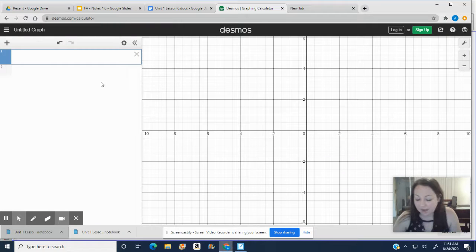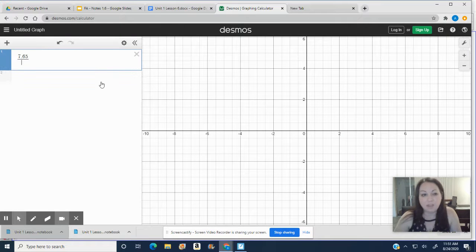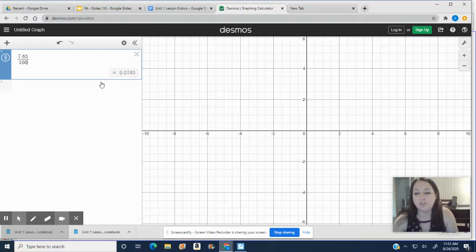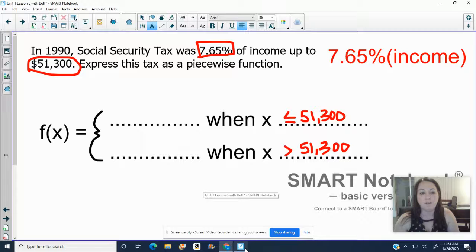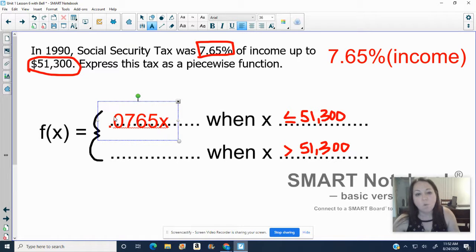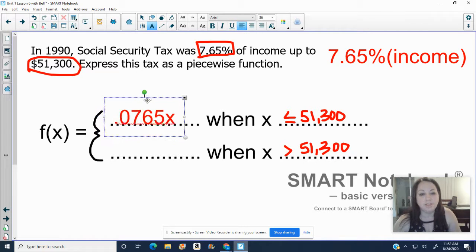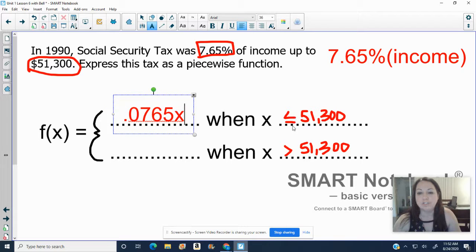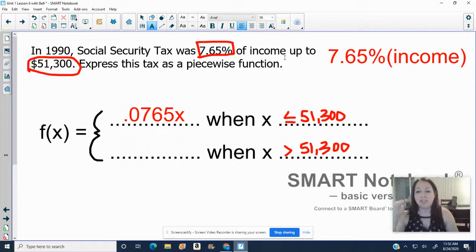And before I do that, I'm going to take my 7.65% and turn it into a decimal. So 7.65% is going to actually be 0.0765. So I'm going to set this up, 0.0765 of whatever I earn. Since I don't know what amount is earned, since it could be less than or equal to, I'm just setting that up as X. Once I go over $51,300, there's an income limit.